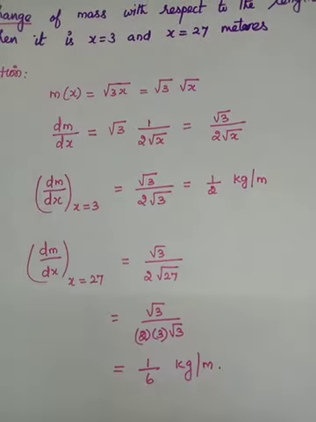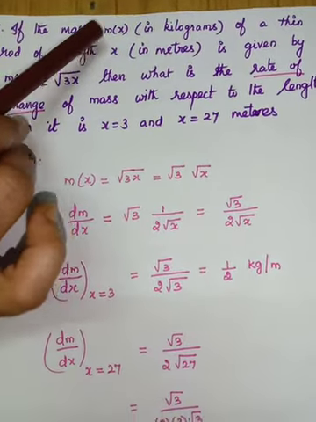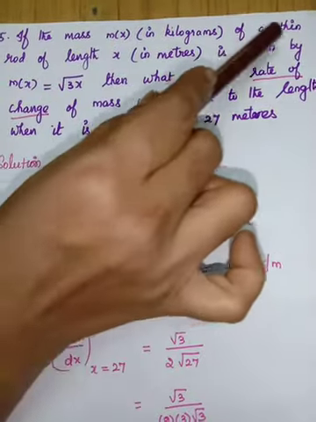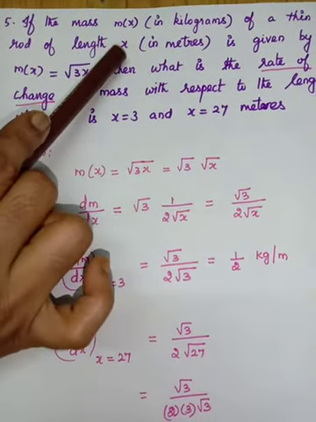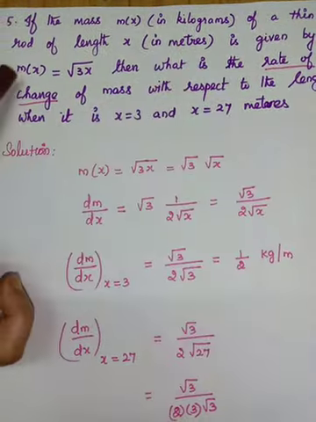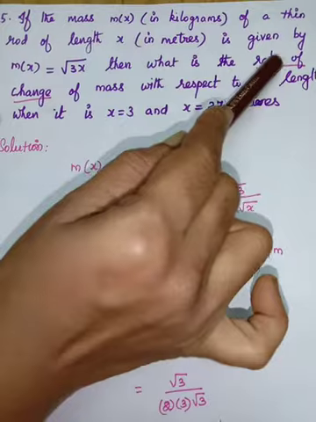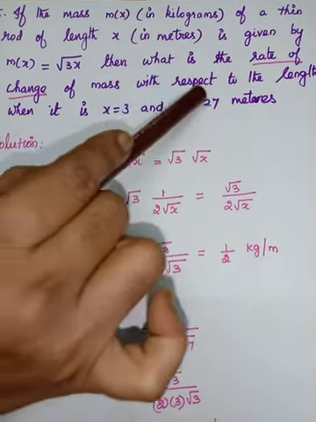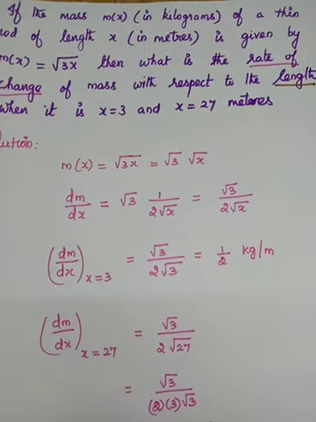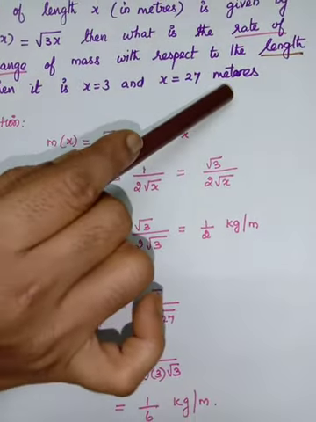Okay, come to the next problem. If the mass m of x, that means m denotes mass, it's a function of x, of a thin rod of length x, where mass is in kilograms and the length is in meters, is given by m of x is equal to square root of 3x, then what is the rate of change of mass with respect to the length when x is equal to 3 and x is equal to 27 meters.